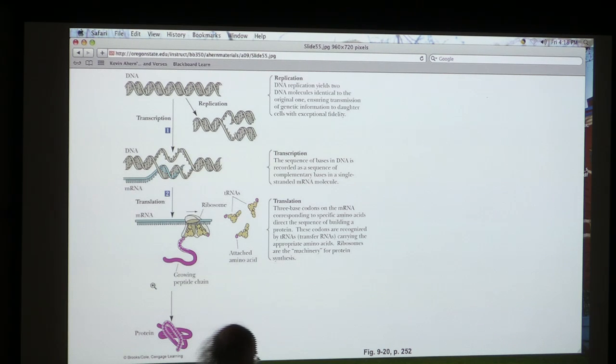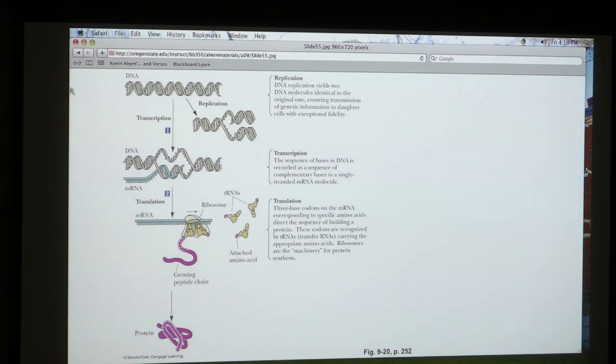The central dogma says that DNA can make DNA. It says that DNA can make RNA. And it says that RNA can make protein. When I say can make, obviously other things are making it, but they are participating in that process. DNA is necessary to make RNA. RNA is necessary to make protein.